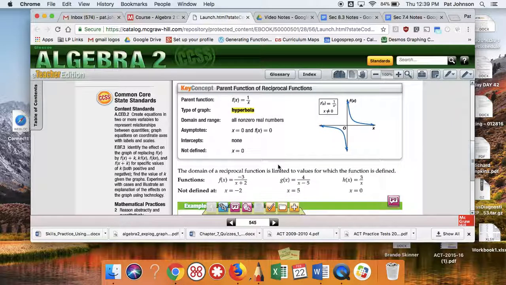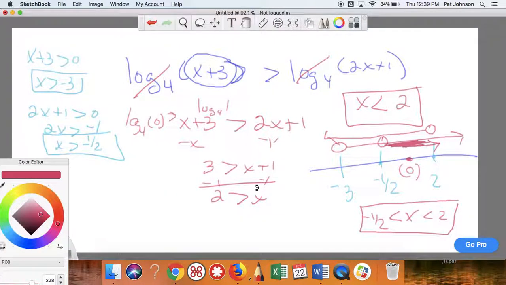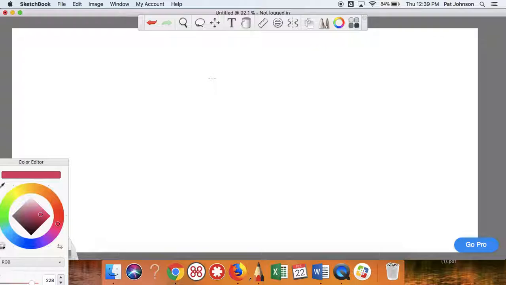So it's really important to look at this. Let's look at this. The domain of a reciprocal function is limited to the values for which the function is defined. So look at this function here. The domain is limited to where it's defined. So we have to take the denominator, which is x plus 2, and find out when it makes that function undefined. Well, how do we know that?